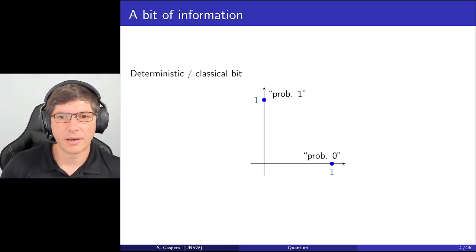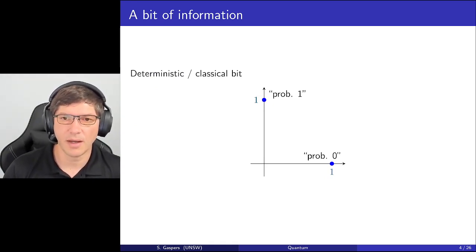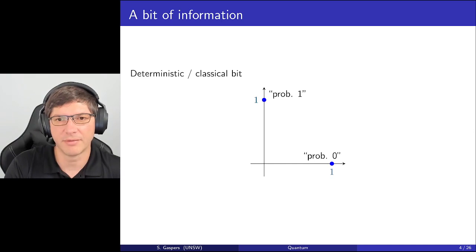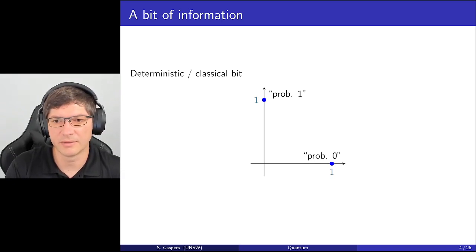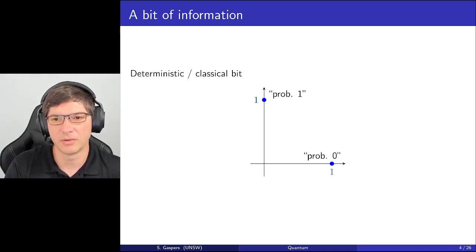So traditionally, a classical bit is either a 0 or a 1. And you can see here a strange figure where on the x-axis I have the probability that this bit is 0, and on the y-axis I have the probability that it is 1. So my bit is always in one of two states. So either it has a 100% chance of being 0 and 0% chance of being 1, or the other way around. So these are my two possible states of a bit.